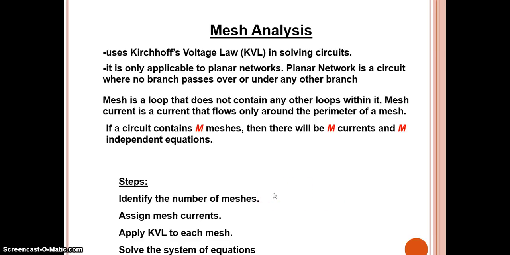Suppose you have a circuit which contains m meshes, then there will be m unknown currents, and we can get m corresponding equations based on that. So for solving a circuit using mesh analysis, we have to follow these steps. First, identify how many meshes there are, and after that assign a mesh current to each mesh. Suppose 3 meshes are there, you can assign currents I1, I2, I3 to each mesh. Then apply Kirchhoff's voltage law to each mesh, and all of you are familiar with Kirchhoff's law from unit 1 and unit 2. Now solve the system of equations obtained from the KVL.